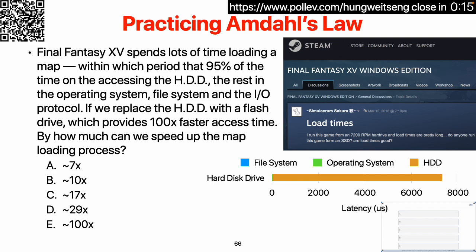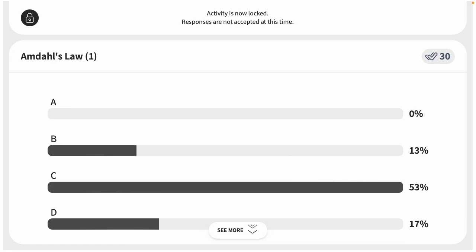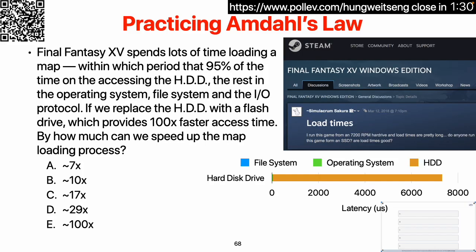Anyway, all right, let's see. What do you guys have? All right, let's see. Okay, so 53% of you think it's C, some of you think it's D, some of you think it's B. So why don't you go ahead and discuss with your friend again in 90 seconds and synchronize your answers. Maybe some of you will figure out there is something wrong in your calculation. So go!